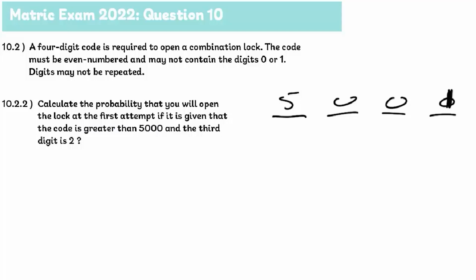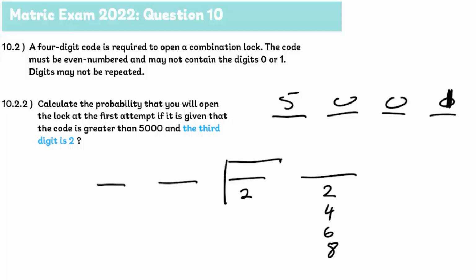Then let's build on what we know. 1, 2, 3, 4. We know these are numbers 2, 4, 6, and 8. And before I write all the possible permutations available, let's just have a look there. It says the third digit is a 2. So this one is a 2. It's a given. Remember, we are not allowed to repeat digits, therefore we cannot have a 2 over there.